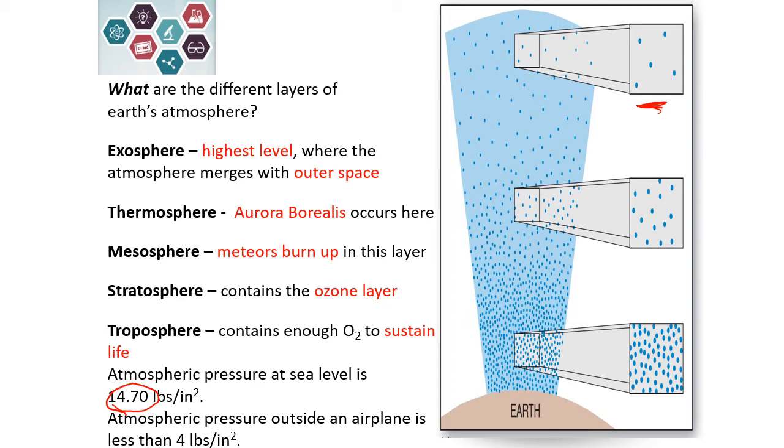Remember that density is the mass divided by the volume. So there's more mass of air near the Earth's surface in the same volume.